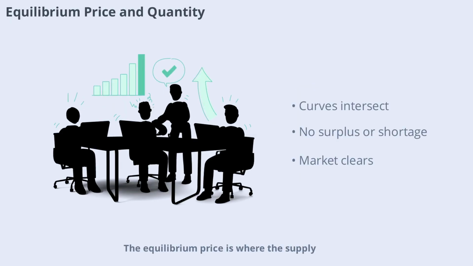Equilibrium price is where the supply and demand curves intersect on a graph. At this price, the amount buyers want to purchase matches exactly what sellers want to offer. The quantity at this point is called the equilibrium quantity. This intersection is the sweet spot for both buyers and sellers, ensuring the market clears without leftovers or unmet demand.